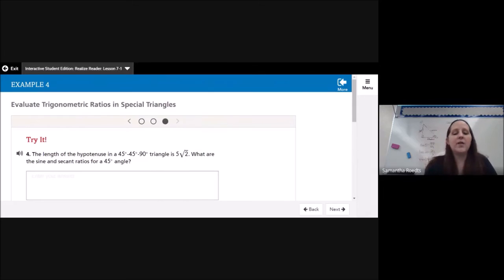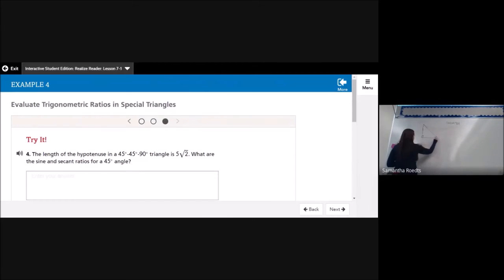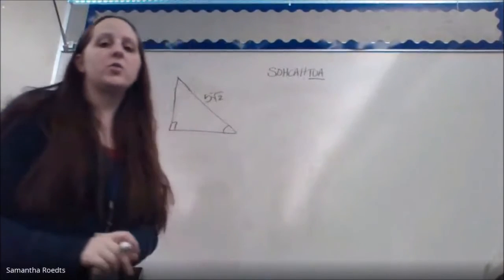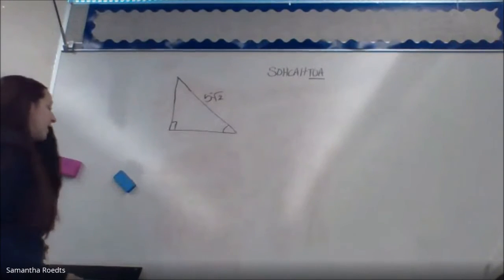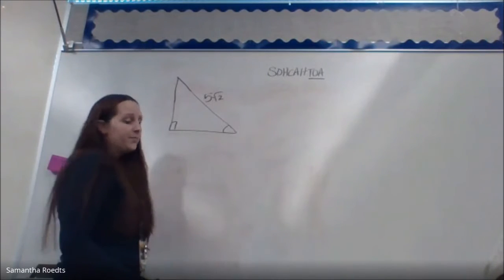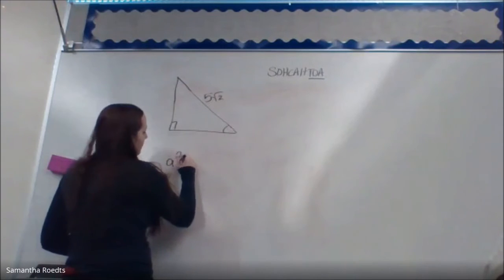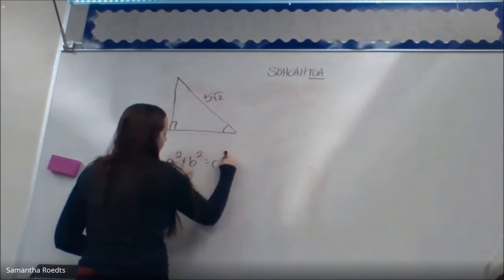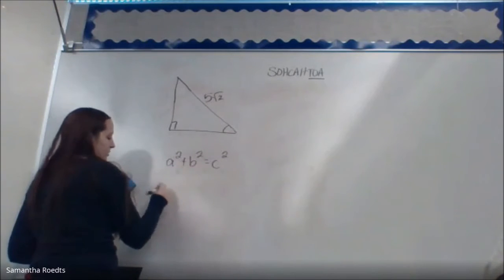All right, so let's try it. The length of the hypotenuse in a 45, 45, 90 triangle is 5 square root of 2. What are the sine and secant ratios for a 45 degree angle? So they gave me a 45, 45, 90, and they told me the hypotenuse is 5 square root of 2. Since this is a 45, 45, I know that my legs are going to be the same. So when I have my a squared plus b squared equals c squared, I know that a equals b.